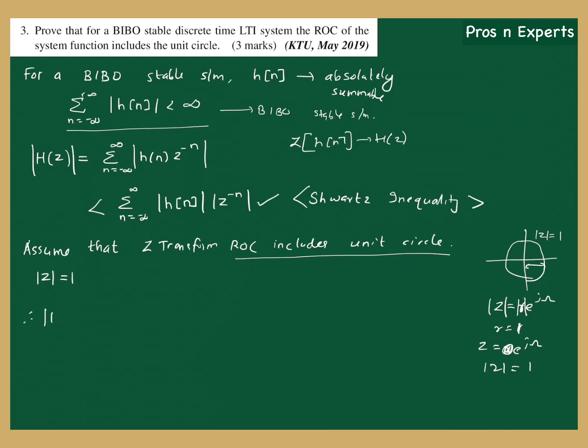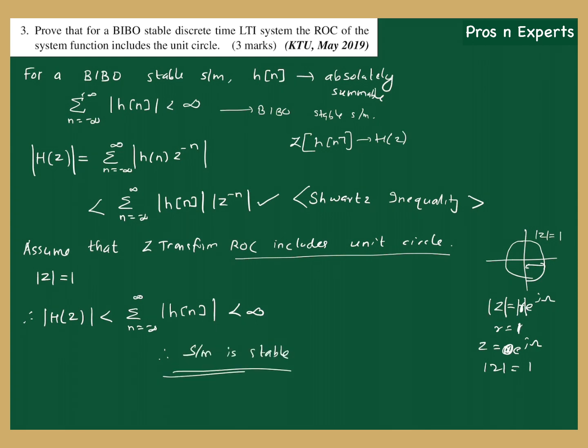That means mod H(z) will be less than or equal to sigma n equal to minus infinity to infinity of mod h(n) into 1 raised to minus n. 1 raised to minus n is nothing but 1 itself. And now from this equation, it is clear that this is less than infinity, so the system is stable. So we can conclude that for a stable system, the ROC of the Z transform includes the unit circle, and hence the proof.